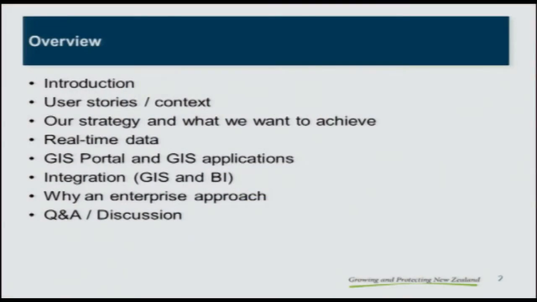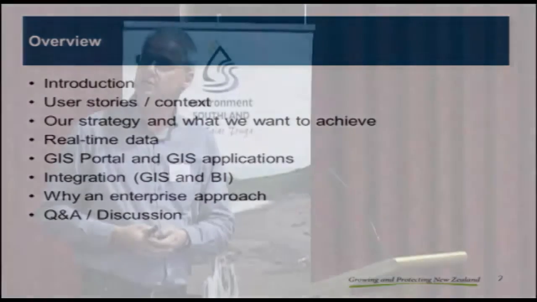So, yeah, introduction. I want to give a few user stories, some examples of how we use data, our strategy and what we want to achieve. Real-time data, which is particularly important for us, so I'll talk a little bit about that. And then the geospatial and the BI program of work, which includes the GIS portal and the GIS applications we're pushing out. Traditionally, MPI has been pretty good at getting data and managing the data itself, but it has been pretty poor at putting it out and making it available. So I think that's a pretty common story.